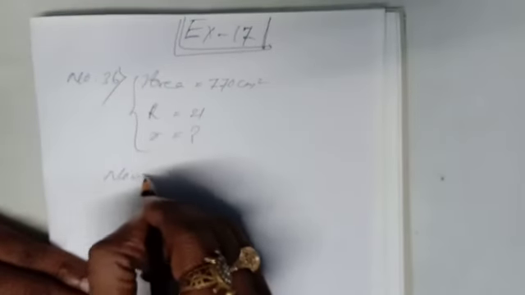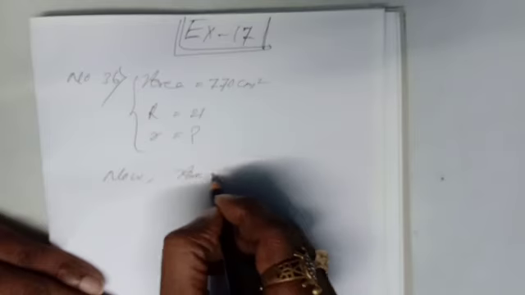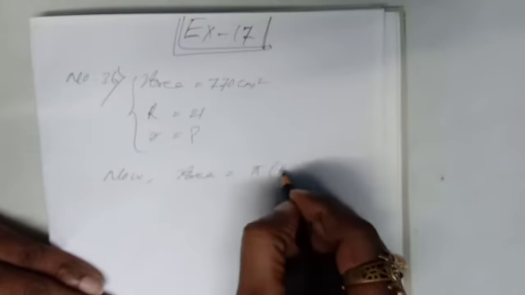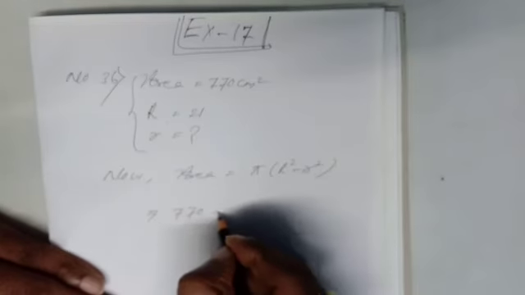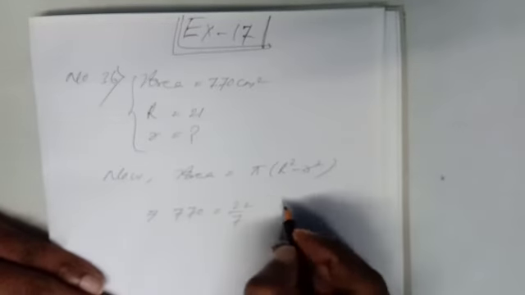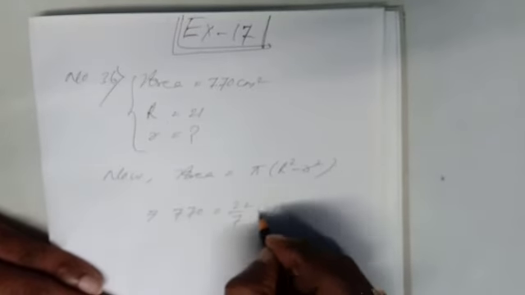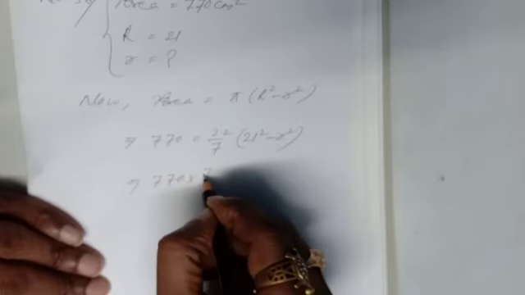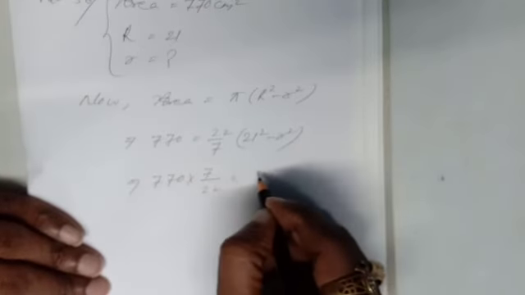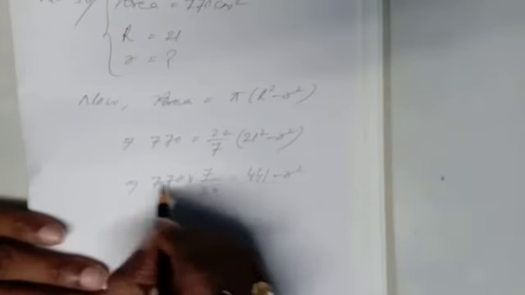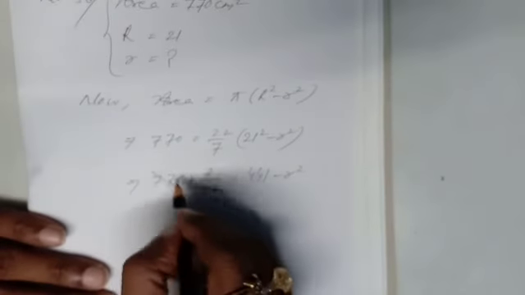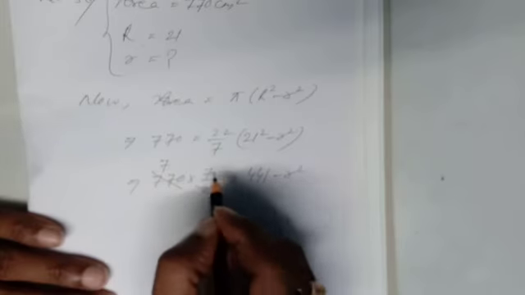Now, what is the area of the ring formula? Area of the ring is pi into R square minus r square. Just put 770, taking pi as 22 by 7. Capital R is given as 21, that means 21 whole square minus r square. Now 770 into 7 by 22 is equal to 21 whole square, which is 441, minus r square.